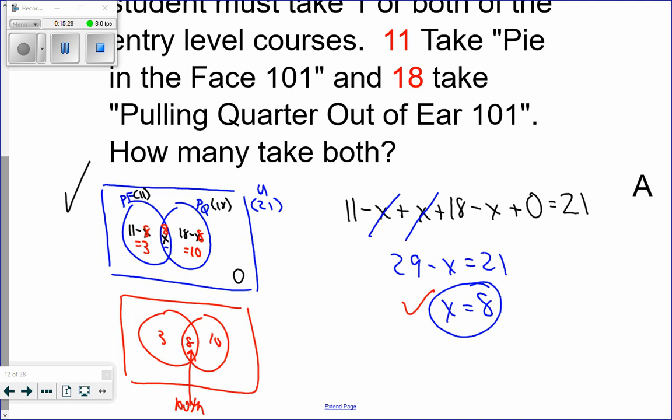But what you don't want to do is exactly what I did here. See how I put that work on the Venn diagram? You don't want to do that. If you do, make sure you write out a clean Venn diagram at the end. Okay.